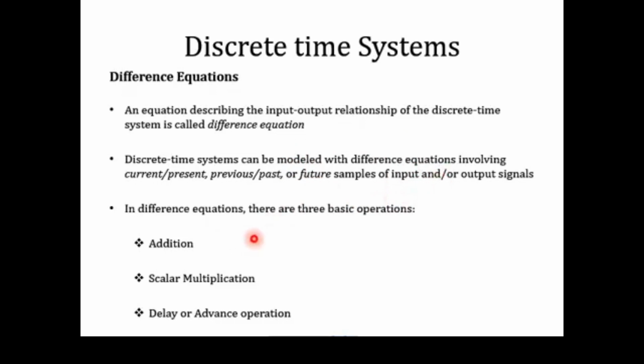And in every difference equation, you will find only three basic operations: addition of several terms, scalar multiplication, which is simply multiplication by a constant coefficient, and the last operation is the shift operation, which includes both delay and advance. So no matter what the order of the discrete time system is, how small or how high, every difference equation will contain these basic operations: addition, multiplication, and shift, which includes both delay and advance.